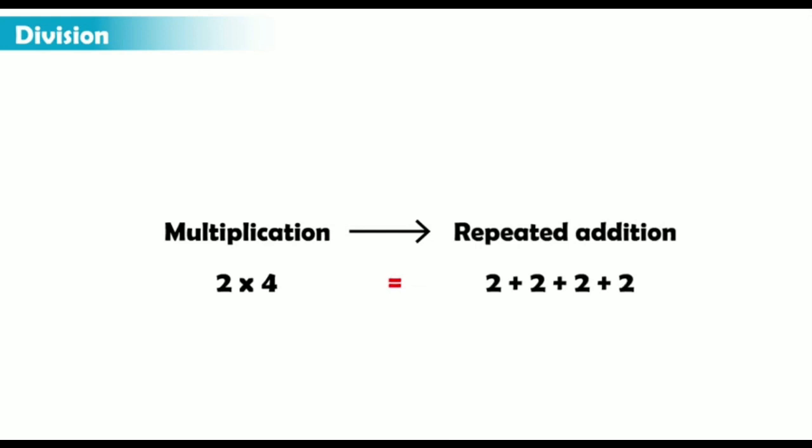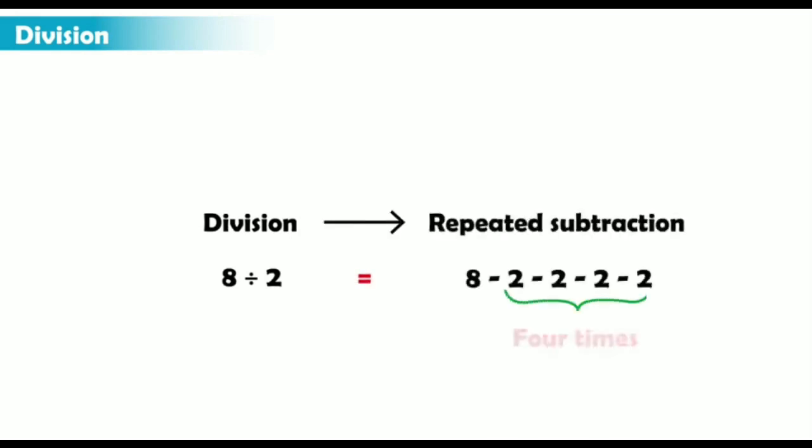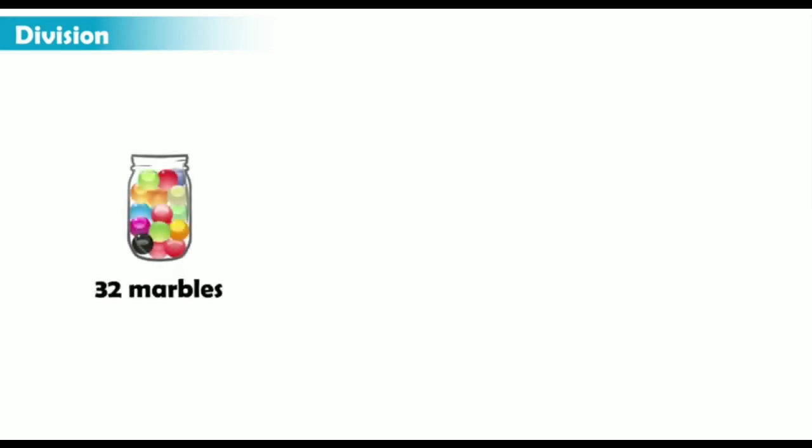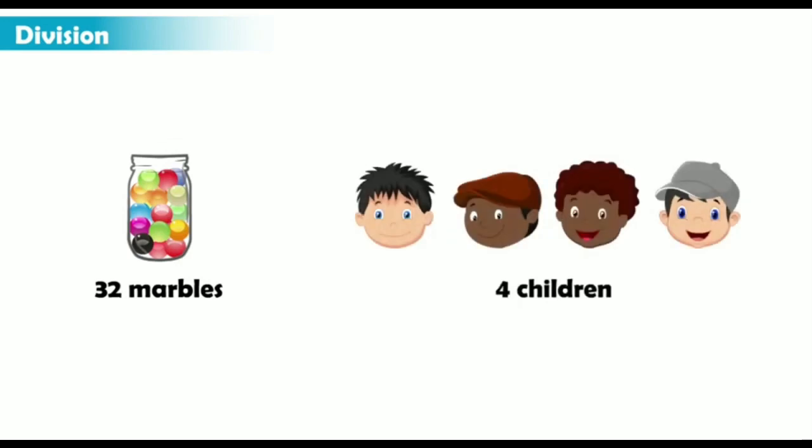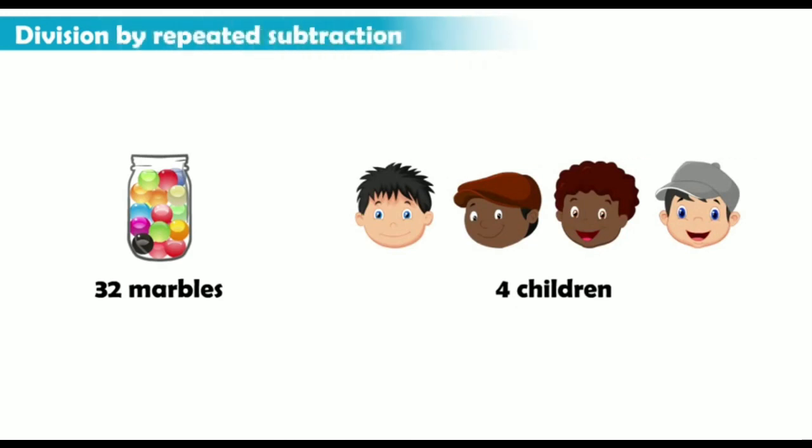Remember how multiplication is just a short kind of doing repeated addition. Similarly, division is about doing repeated subtraction. So if we have 32 marbles and there are a total of 4 people, each waiting to get some marbles, how do we do the repeated subtraction?